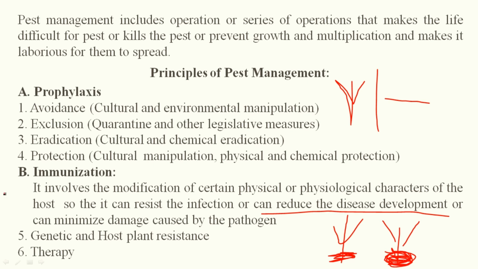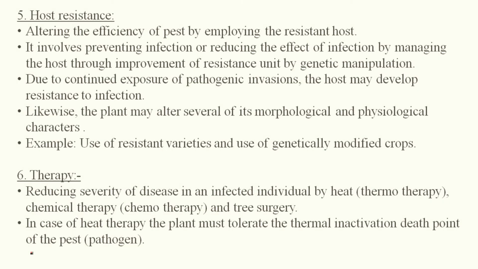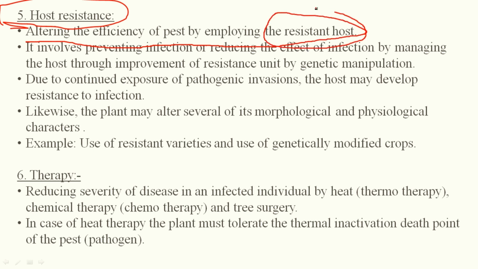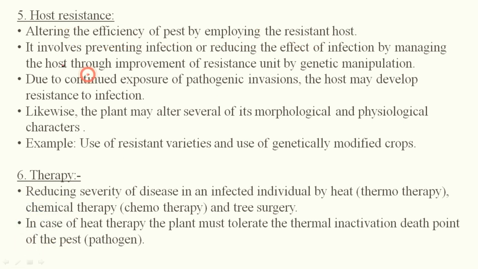Generally made by two strategies again. Genetic or host plant resistance. Second one is therapy. So these 2 points left. So first one is host resistance or host plant resistance. What is this one? Altering the efficiency of the pest by employing the resistant host. We have to manipulate this resistant host. How will we manipulate? Or what are the strategies to be employed?